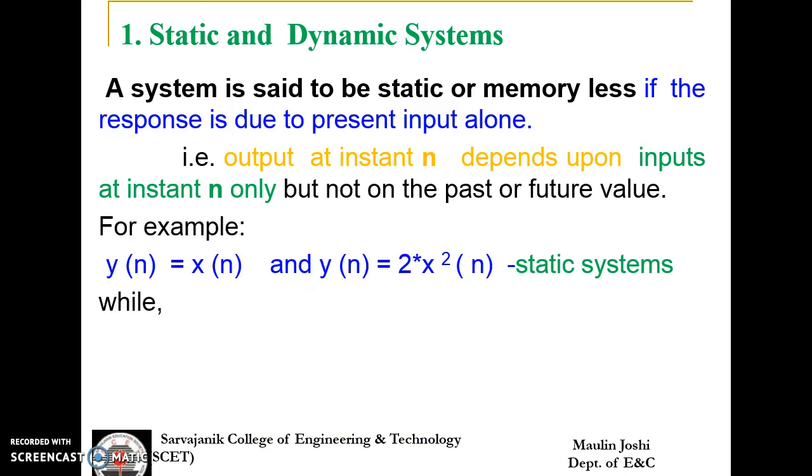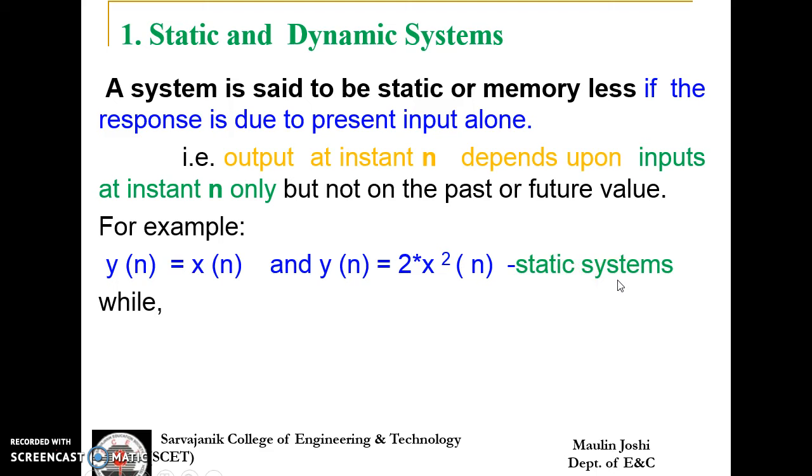Let us take an example. The first one is y(n) is equal to x(n), and the second one is y(n) is equal to 2 times x square (n). In both the cases we can say that the input at the instant n only drives the output at the nth instant. The same is true with the second one, and hence we can say that both the systems are static systems.